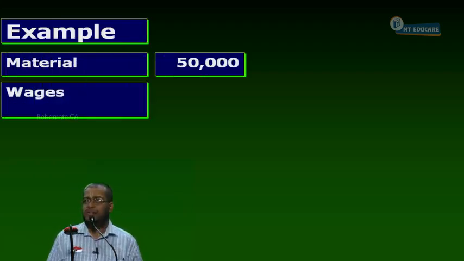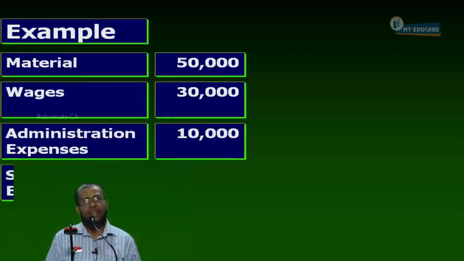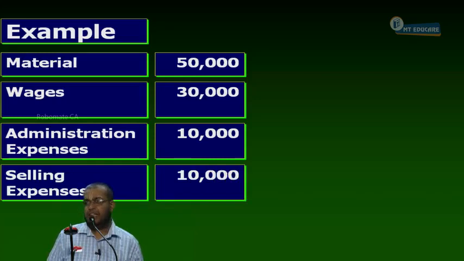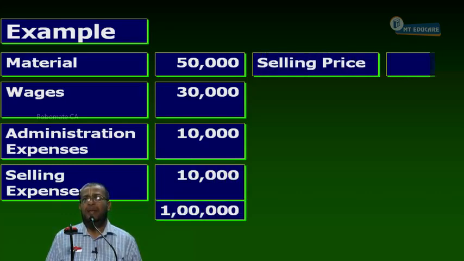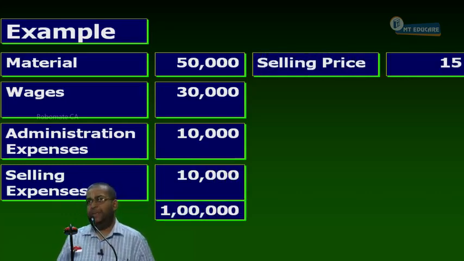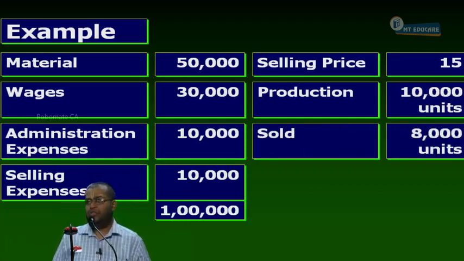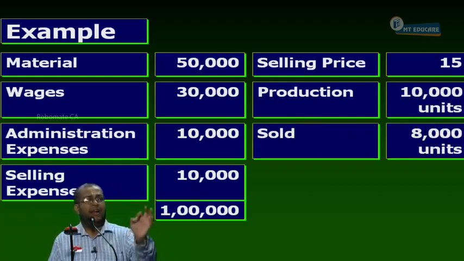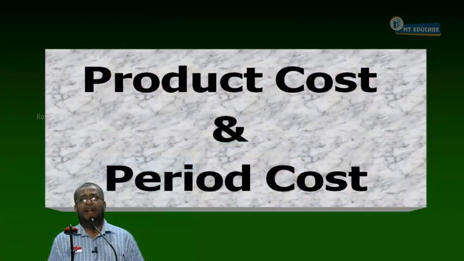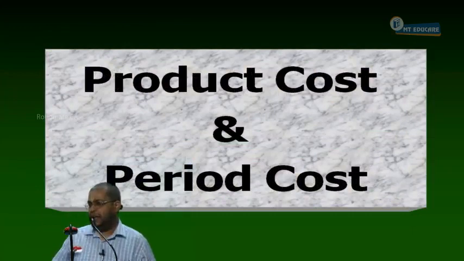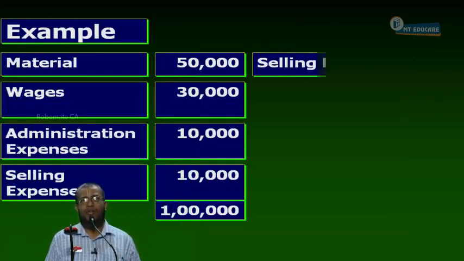Material 50,000, wages 30,000, administration expenses 10,000, selling expenses 10,000. Total cost is how much? 1 lakh. Selling price 15 rupees. Production 10,000 units. Sold 8,000 units. This is the detail given. Copy the details alone now before we go for the discussion. Give the heading product cost and period cost. Please copy the details alone quickly.